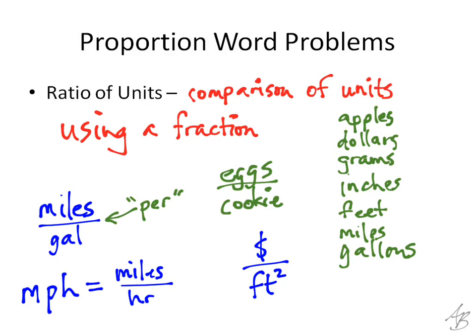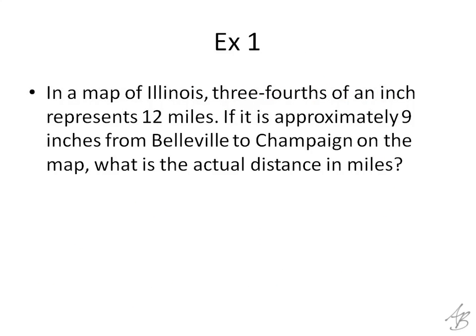All right, we're going to use these ratios of units to do some of these problems here. So this is a problem that has to do with proportions. We're going to use a proportion to solve it. What we have is a map. A map is not the same size as the state of Illinois, right? It's like the state of Illinois, but we shrunk it down so we can fit it in our hand. So in our map of Illinois, 3/4 of an inch represents 12 miles. It's approximately 9 inches from Belleville to Champaign on the map. What is the actual distance in miles?